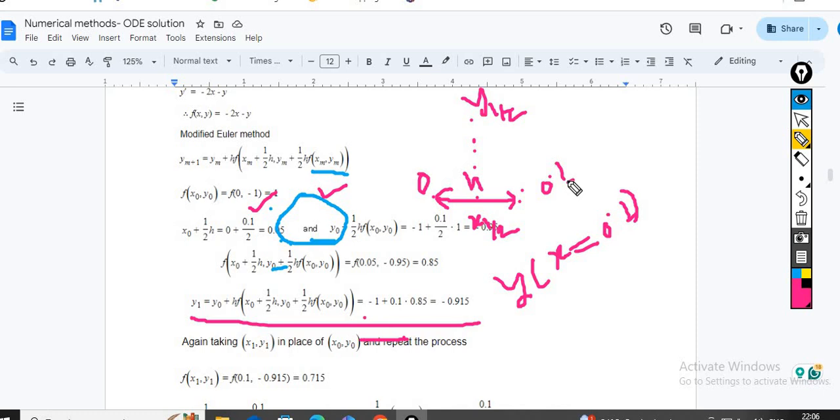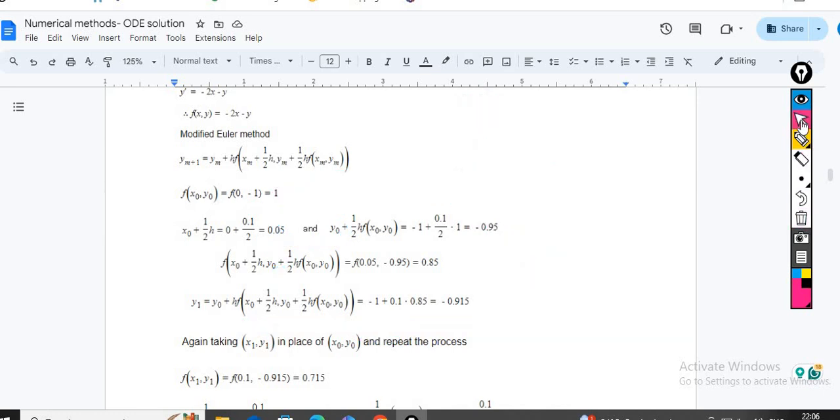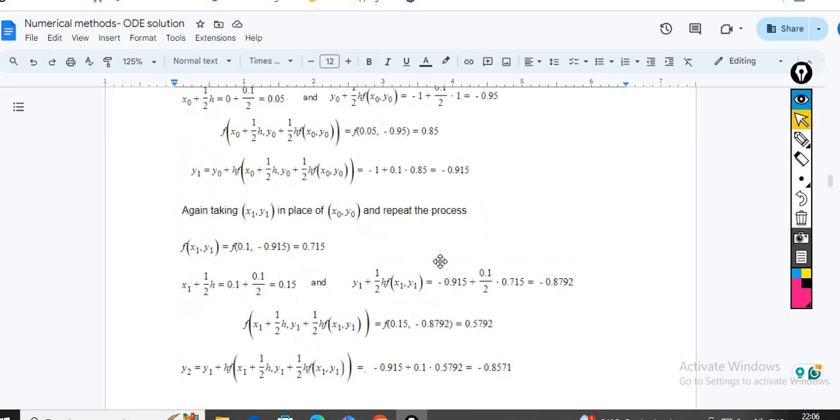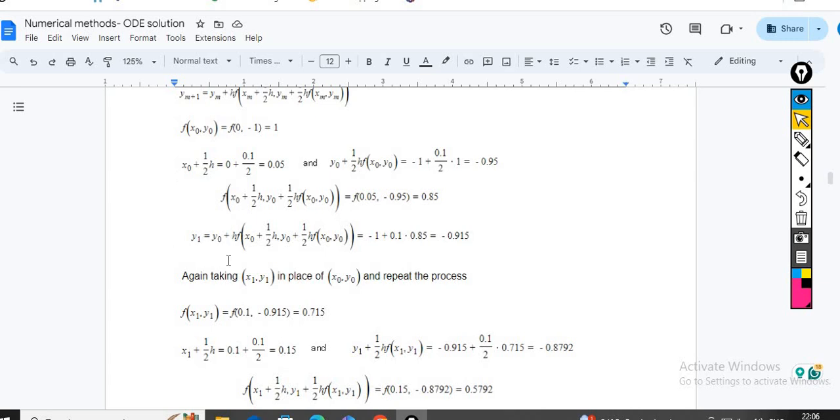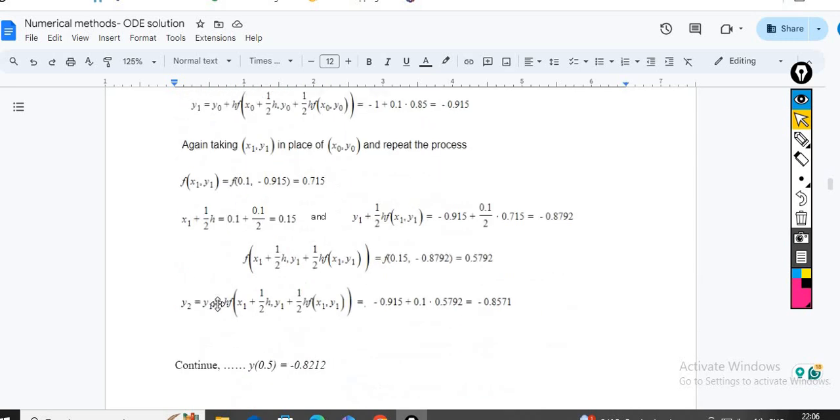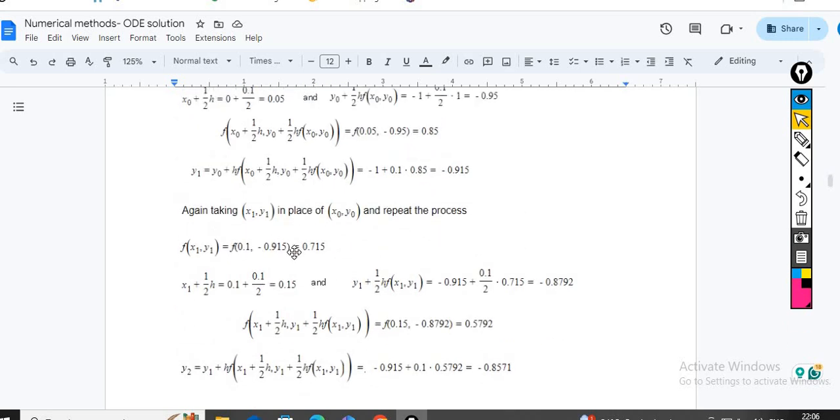Okay, so you have this one. Now again, when you have y1, you can calculate y2. Remember, for y1 you had the initial values x0 and y0. Now when you are calculating y2, you need to calculate it for x1 and y1 in place of x0 and y0. Put these values again.